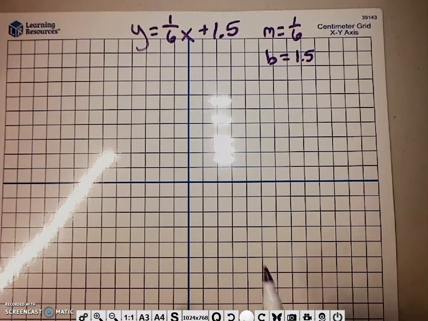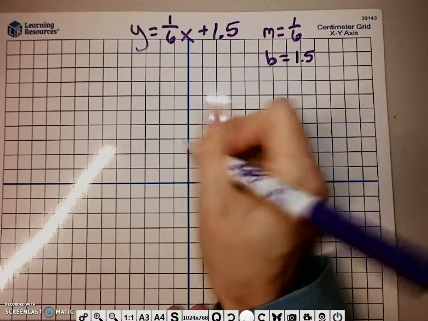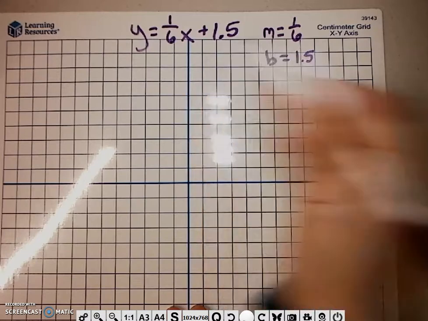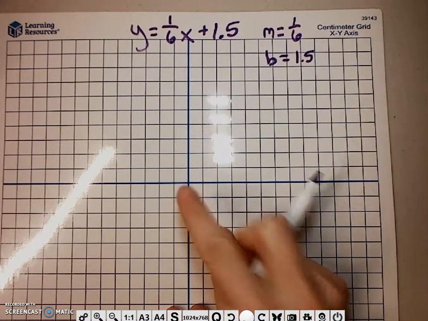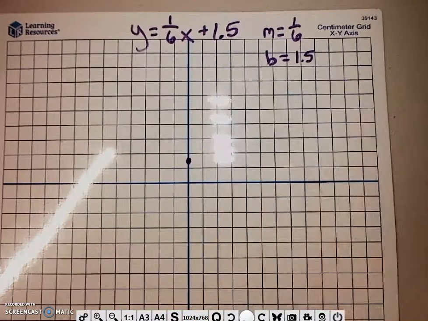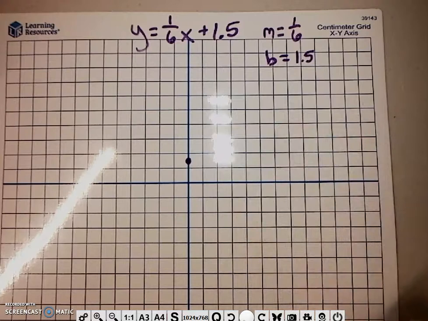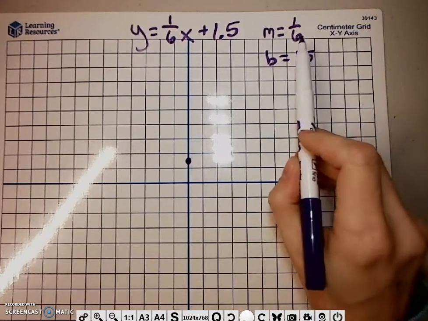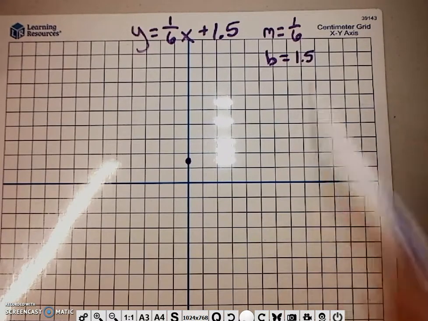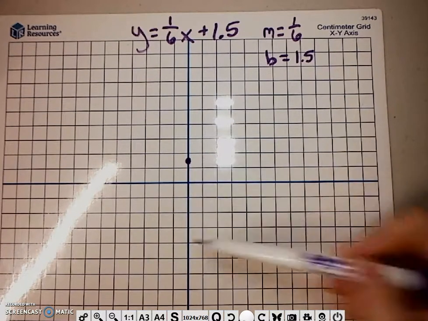My y-intercept is 1.5. I'm going to start at 0, 0 and find 1.5. Each of these increments is 1, 2, 3, 4, 5, just like we normally would have on graph paper. So I'm going to go up 1.5, and that lands me here. That's my y-intercept. Now I'm going to use this y-intercept to come up with my second point using my slope.